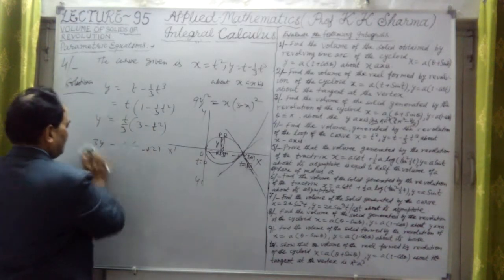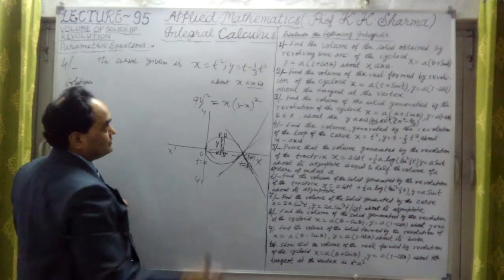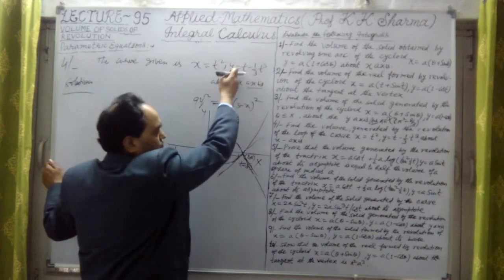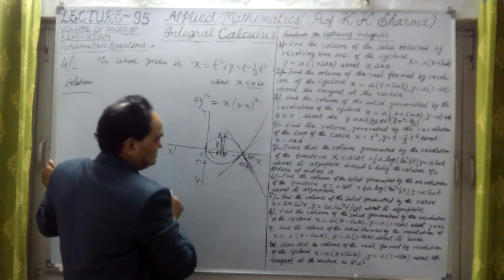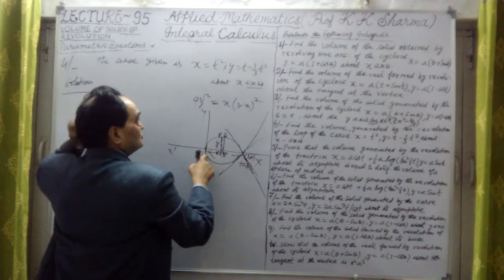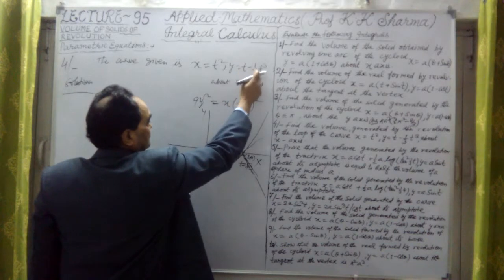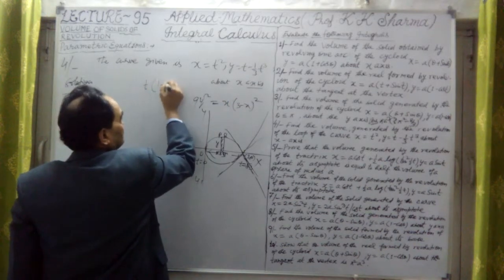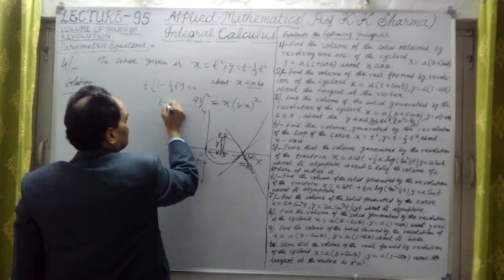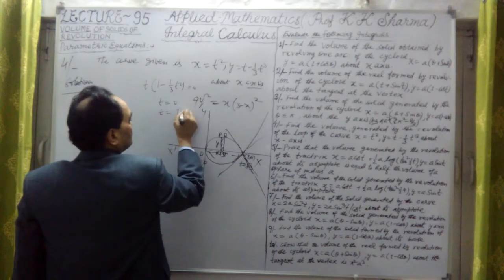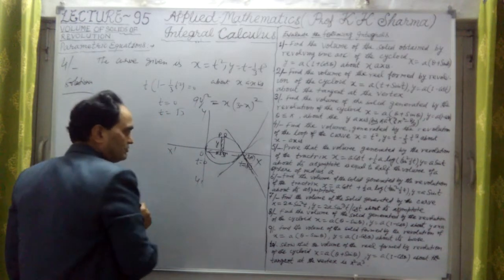Now let me solve it further. The limits of t: if I put y = 0 in this equation, because at this point y is 0, then t equals 0 to root 3. Here x = 0 and y = 0 both correspond to t = 0. Why? Because if I take t common, this is 1 minus 1/3 t square equal to 0, so t equals 0 or t equals root 3, because t square is equal to 3. So 0 to root 3 are the limits.